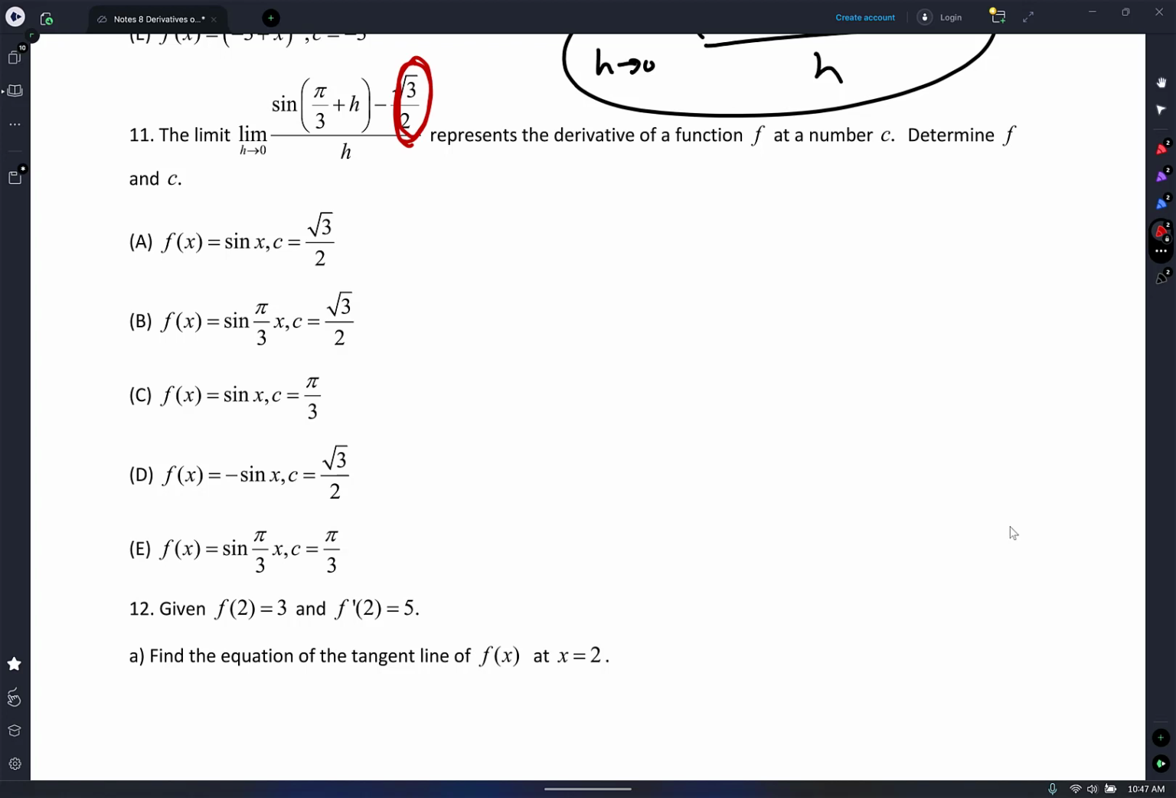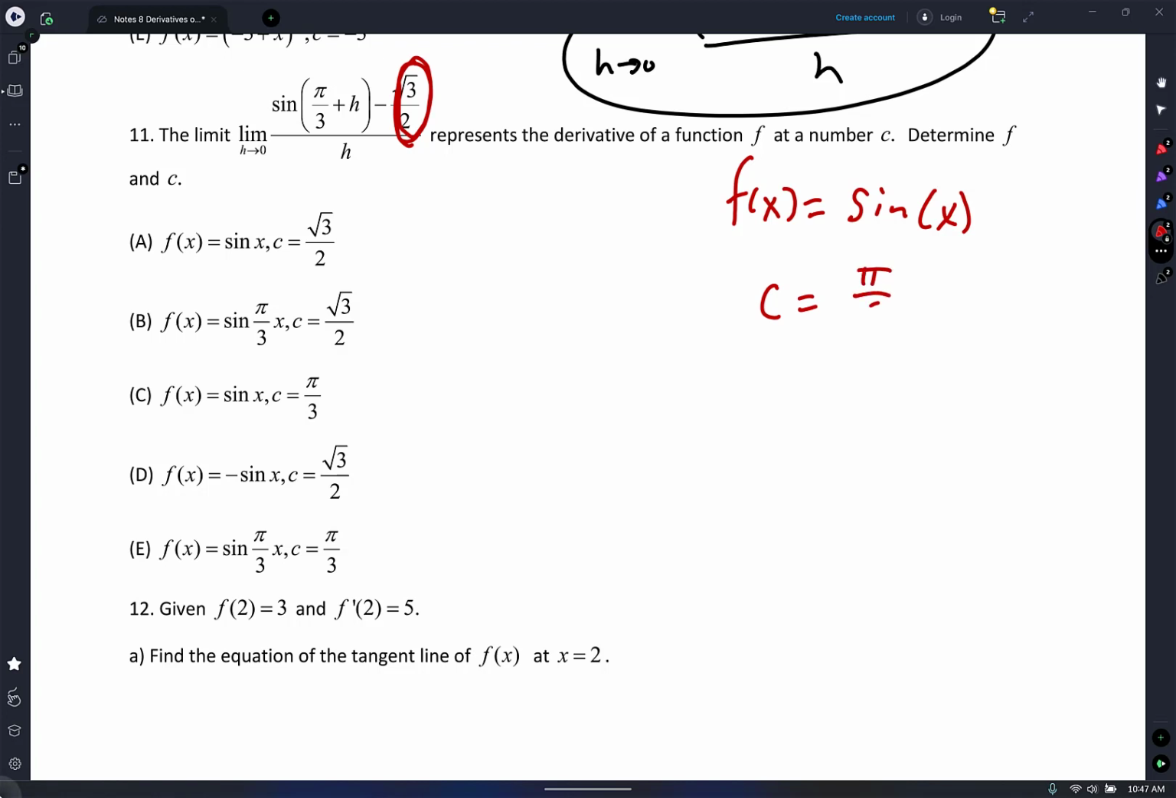So this is why we took pre-cal. What do you think my f of x is? Yeah, you got it already. So what's your f of x first? Is it sine of pi over 3, or just sine x? Sine x. What do you think your c value is?